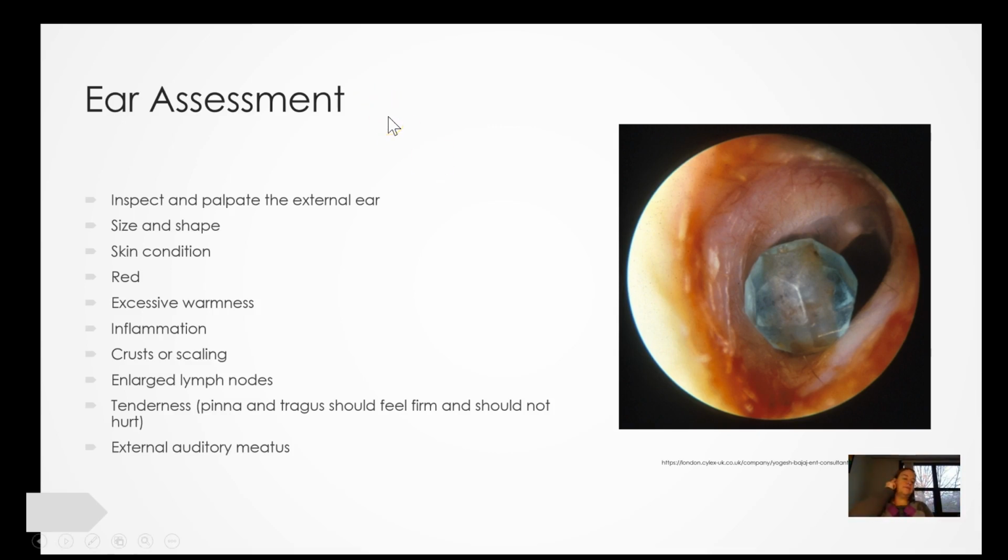Tenderness to the pinna. Okay, the pinna is the exterior ear. The tragus, I'm going to get close, is this really little tag here that kind of blocks up your hole. Okay, so you shouldn't have any pain when you push on the tragus. Okay, and we want to examine the external auditory meatus. So that is just the ear opening.